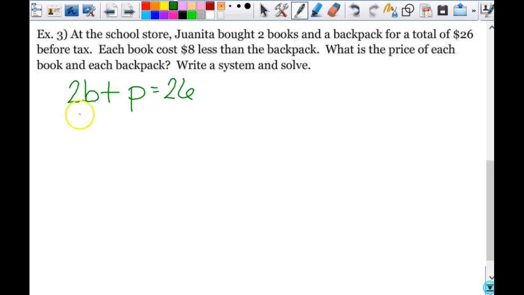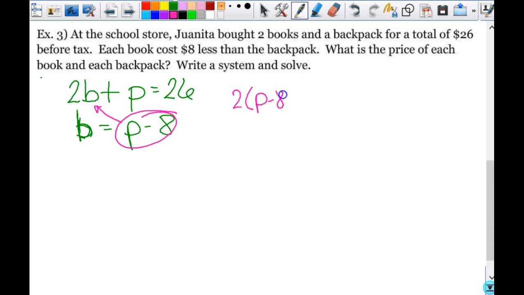All right, so each book, so a book, I'm not pushing the button. The book is $8 less than the backpack, so it's a backpack minus 8. So regardless of what variables you used, you should look something like this, yes? Okay, awesome. So now we do substitution. It's already solved, right? I don't even have to do anything else. So got this. I'm going to put this into B. So I'm going to get 2 times P minus 8 plus P equals 26.